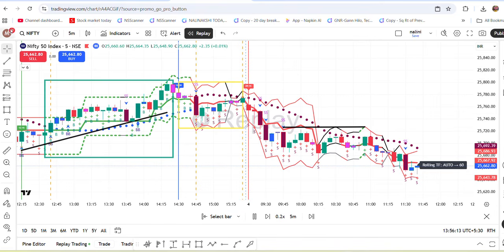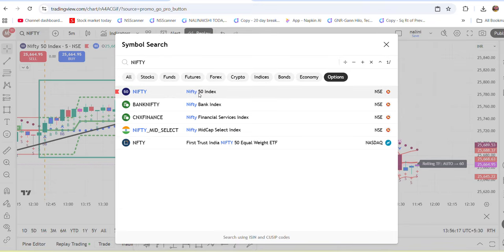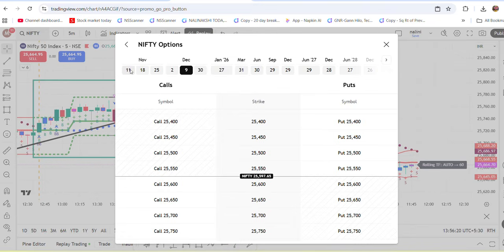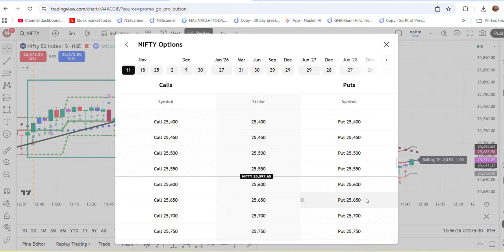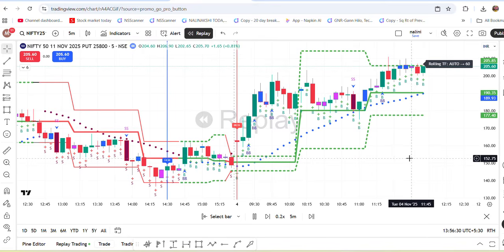From 25,700, let us go to the 25,800 put option. I'm taking you to the 25,011th. It is not giving you the fourth one because expiry is over. Anyway, I'll take you to the next expiry 25,800 put option.